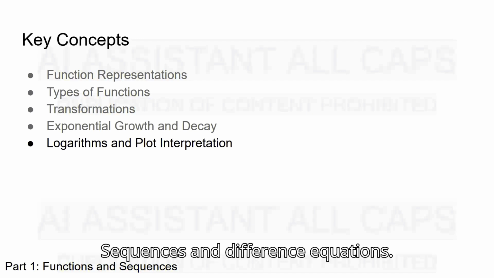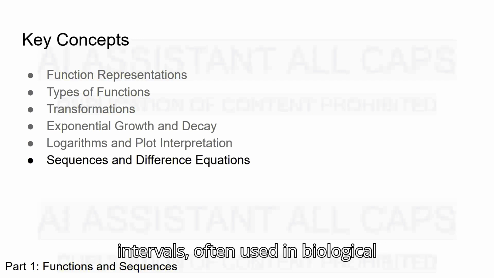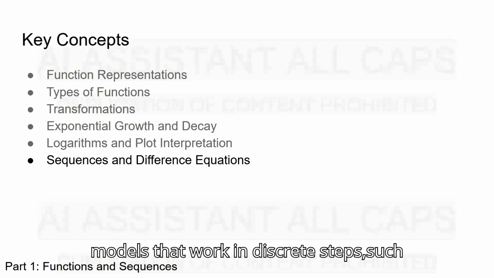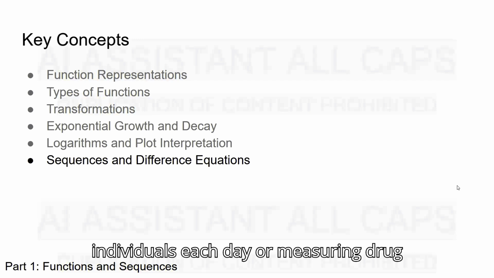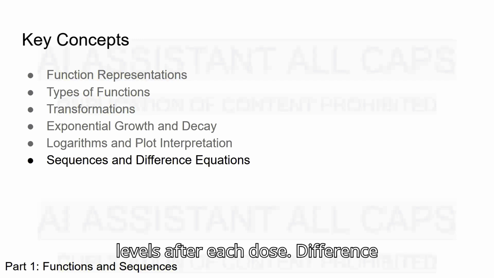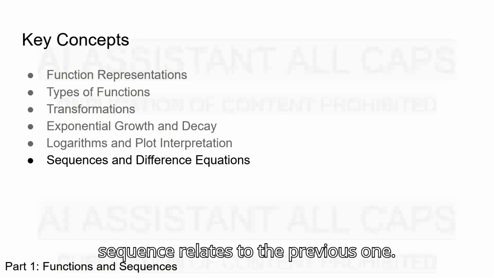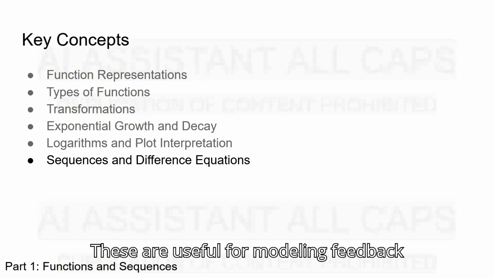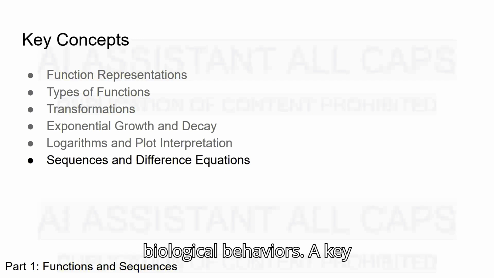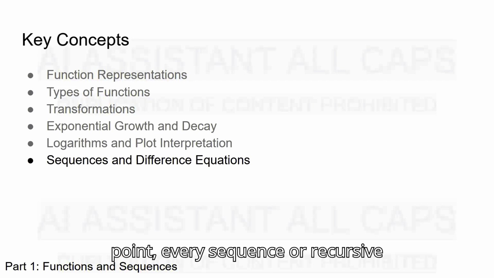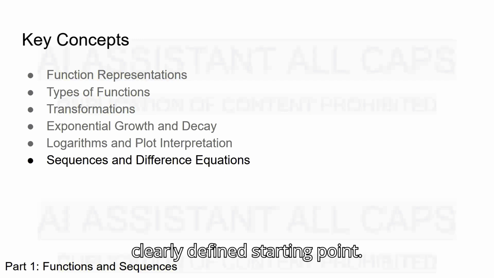Sequences and difference equations. Sequences are lists of values at specific intervals, often used in biological models that work in discrete steps, such as tracking the number of infected individuals each day or measuring drug levels after each dose. Difference equations describe how each term in a sequence relates to the previous one. These are useful for modeling feedback systems, disease spread, or recurring biological behaviors. A key point: every sequence or recursive process requires an initial condition, a clearly defined starting point.